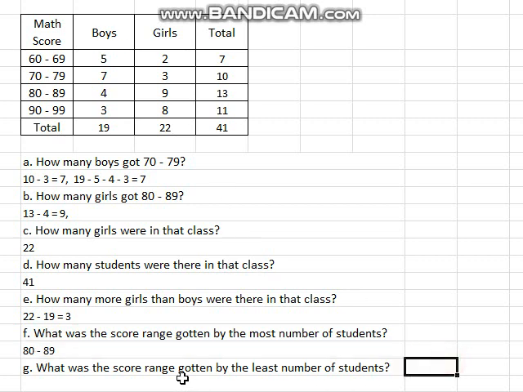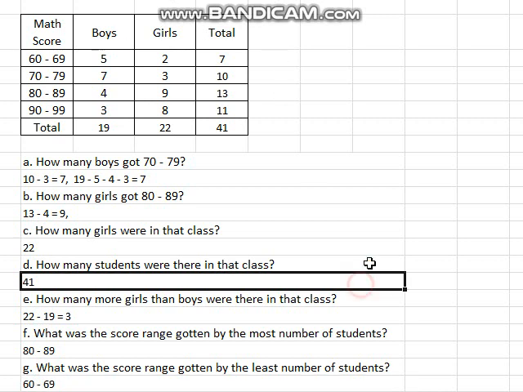What was the score range gotten by the least number of students? You see the least number of students here. Oh, this one, 7. And then the score range is 60 to 69. Okay, so you just write down 60 to 69. Okay, I hope you can see this.